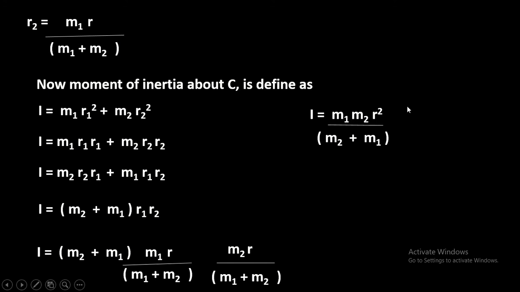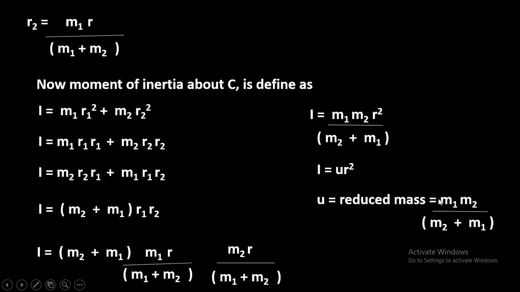M1 M2 upon M1 plus M2 is nothing but the reduced mass. It is denoted by mu. Therefore, this equation becomes I equals mu R square, where mu is the reduced mass, that is M1 M2 upon M1 plus M2. Therefore, the moment of inertia is nothing but the product of the reduced mass and the square of the bond length.